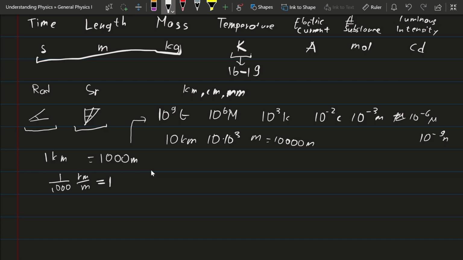So let's say you traveled 10,000 meters and you want to transform it into kilometers. You know that there is 1 kilometer for every 1,000 meters, so you are just multiplying this value by 1, which doesn't change its meaning, but it will change its unit from 10,000 meters to 10 kilometers.